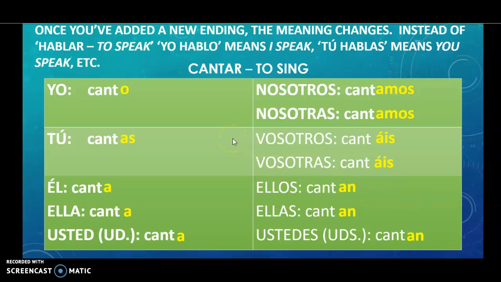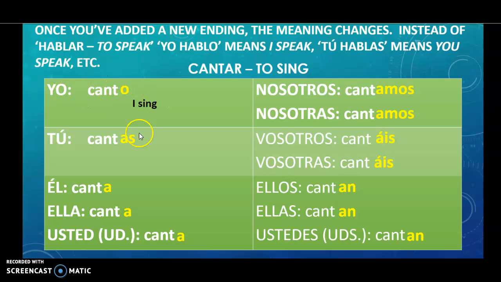Now, just to make sure you understand how these are pronounced, go ahead and repeat after me. O, as, a, amos, ais, an. So that is how you conjugate a verb. Now what I'd like you to do is what I have here. Put it in English next to it so that you see it all together.